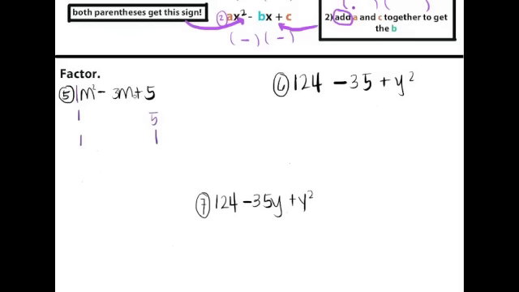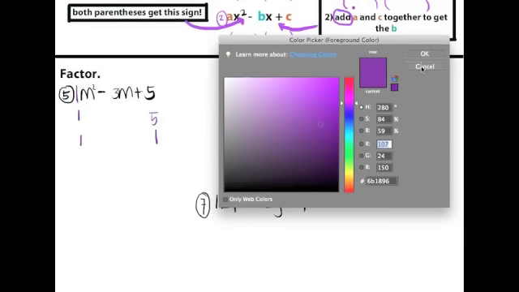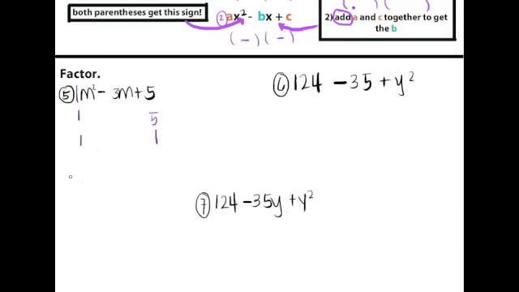Looking at my back sign, it's a plus, so I know I'm going to have 2 parentheses with the same sign. Which sign do I have? Take some time, let me give you a few seconds to figure out which sign is going to be inside there.